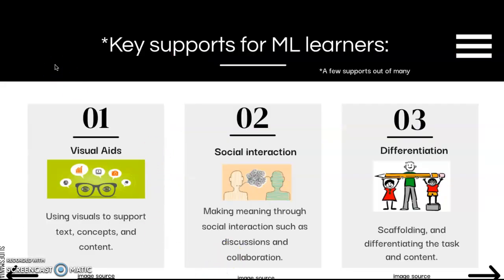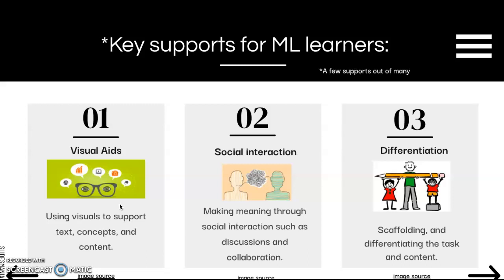So, key supports for multilingual learners. Again, this is three out of so many, but just three that I want to focus on, and three that many of you are aware of and that are really important. The first is visual aids, using visual aids to support text, concepts, and content. We all know how important it is to be using these visual aids for our learners.